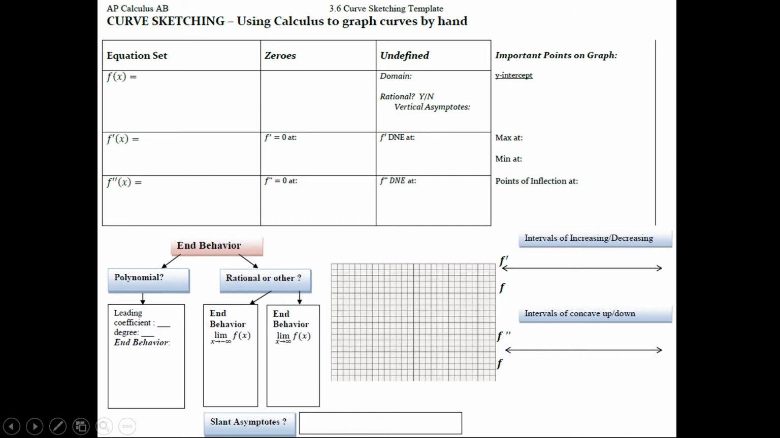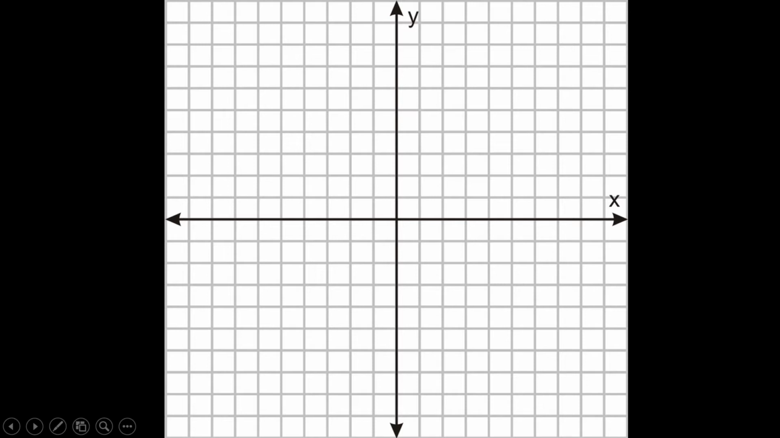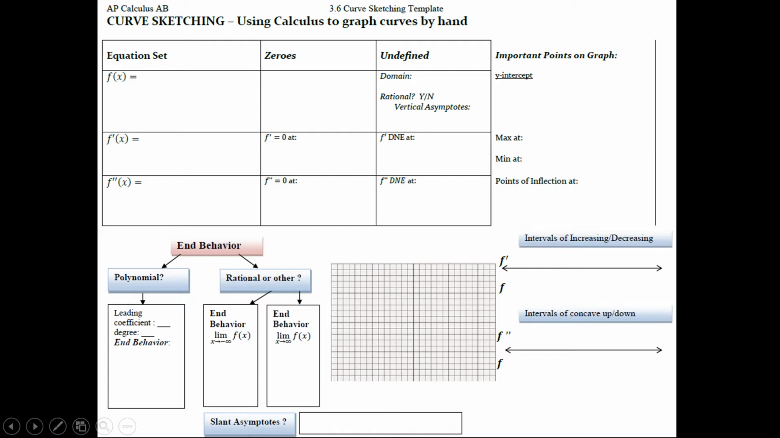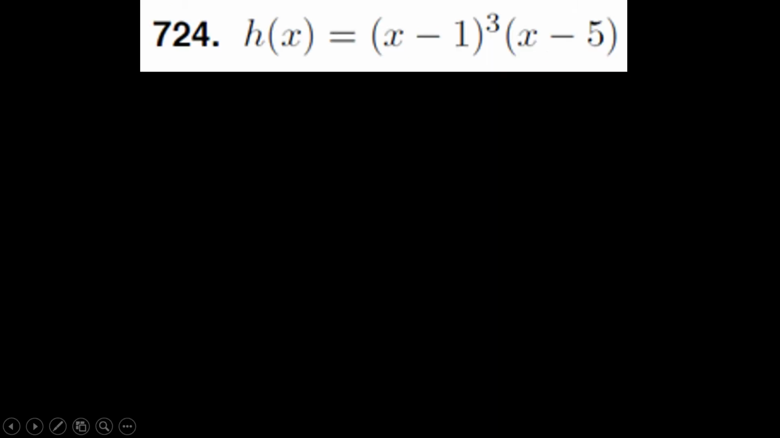Also, there is a grid down here. I may graph on this because it's a little bit bigger, but we're going to fill out most of the information here. I'm going to be flipping back and forth and explaining why I do different things. The first thing we want to figure out is, looking at our original function, f of x, or in this case h of x, what the zeros are.